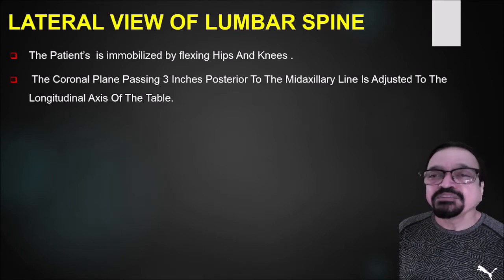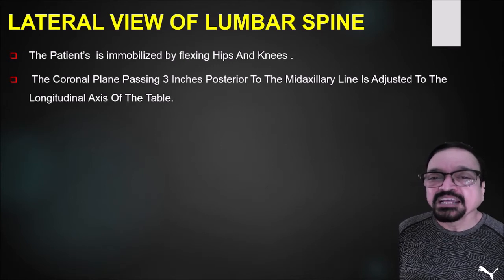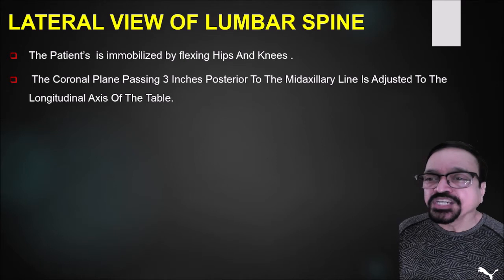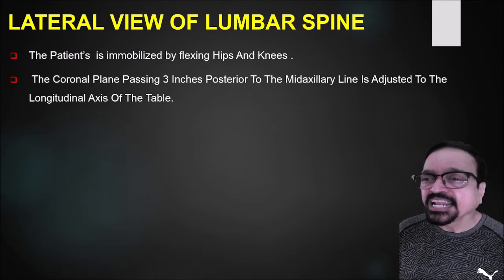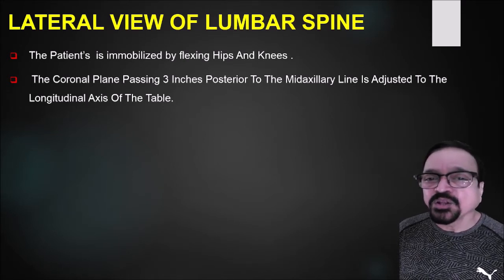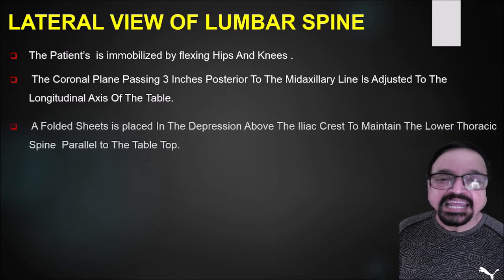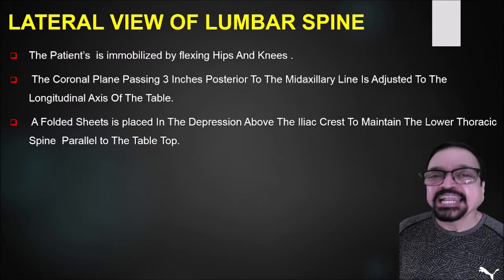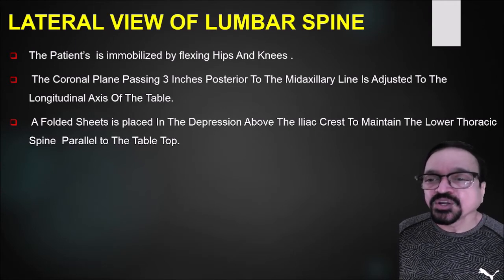So that is a perfectly positioned patient from where you can take good X-rays. The coronal plane passing 3 inches posterior to the mid-axillary line is adjusted to the longitudinal plane of the table. Then a folded sheet bolster is placed in the depression above the iliac crest, that is to prevent a distortion.